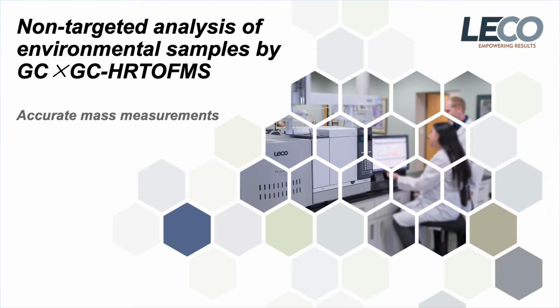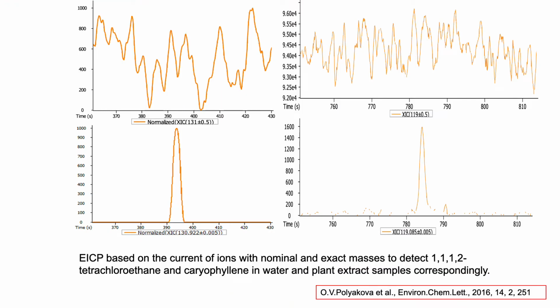I would like to start with accurate mass measurement. The first pictures: here you can see low resolution and high resolution pictures for the detection of tetrachloroethane. The same, low resolution and high resolution, for the detection of caryophyllene terpene in plant extract. So I don't think that you need any comments, because obviously we have a very nice peak here, and it's possible to do quantification, and no result at all with low resolution.